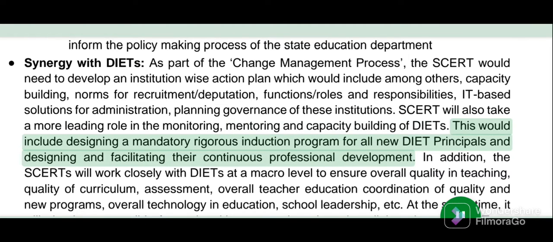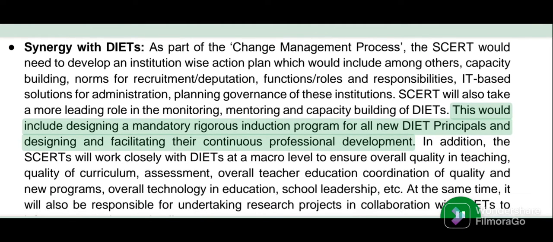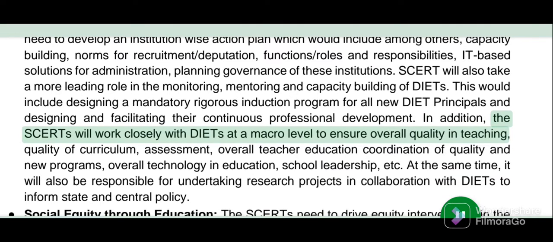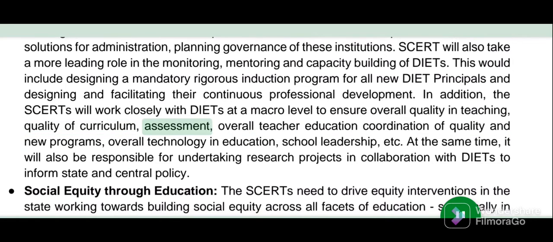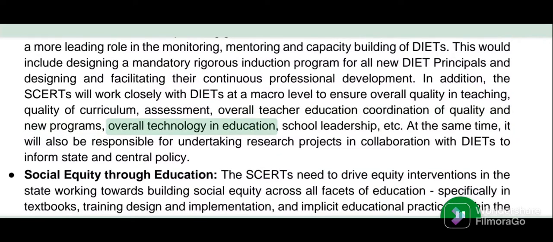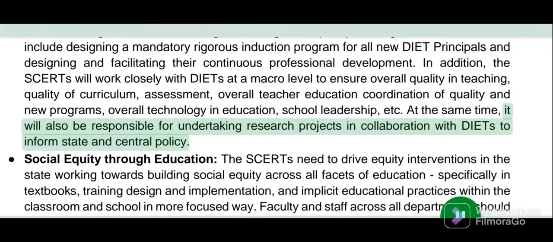SCERT will also take a more leading role in the monitoring, mentoring and capacity building of DIETs. This would include designing a mandatory rigorous induction program for all new DIET principals and designing and facilitating their continuous professional development. In addition, the SCERTs will work closely with DIETs at a macro level to ensure overall quality in teaching, quality of curriculum, assessment, overall teacher education, coordination of quality and new programs, overall technology in education, school leadership, etc. At the same time, it will also be responsible for undertaking research projects in collaboration with DIETs to inform state and central policy.